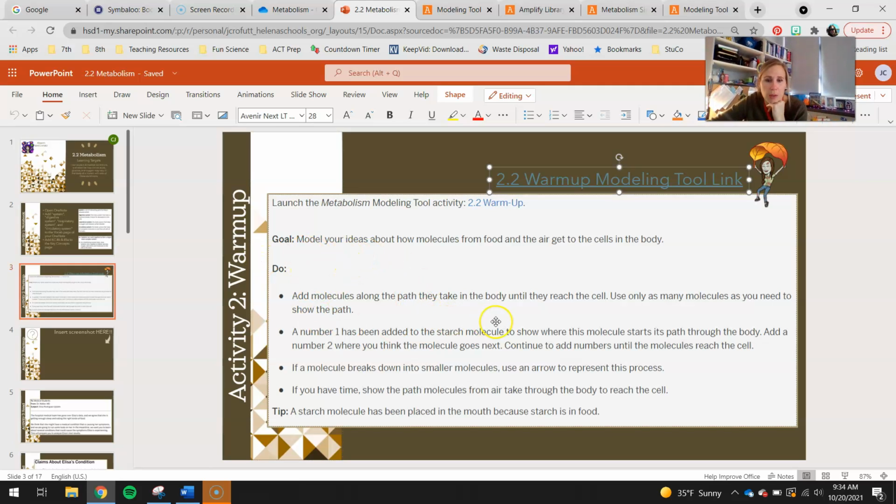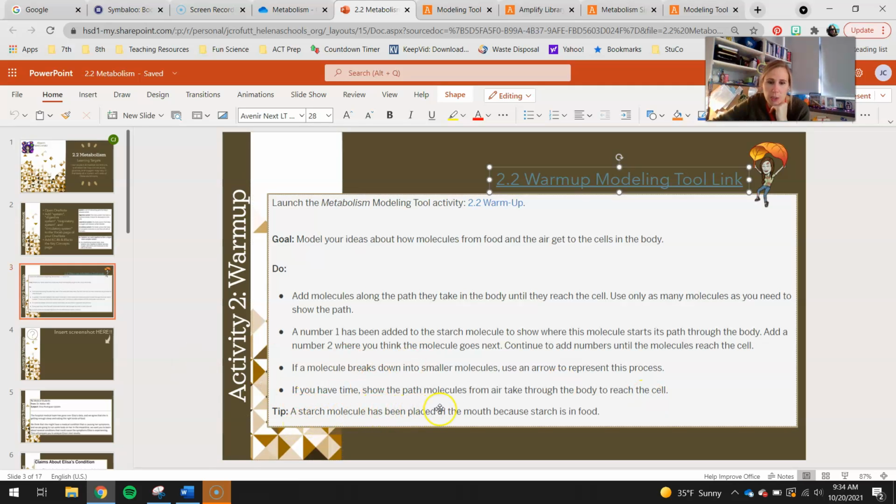So you're going to add molecules along the path they take in the body until they reach the cell. Again, we're talking about a healthy body here. Use only as many molecules as you need to show the path. Add the numbers to show their steps through the body. And then if a molecule breaks down into smaller molecules, use the arrow to represent this process. If you have time, show the path molecules from air take through the body to reach the cell.